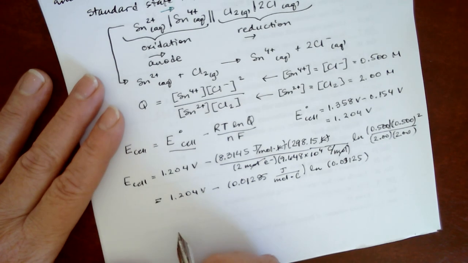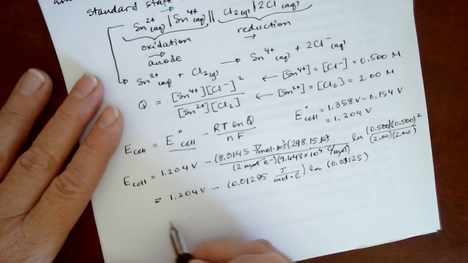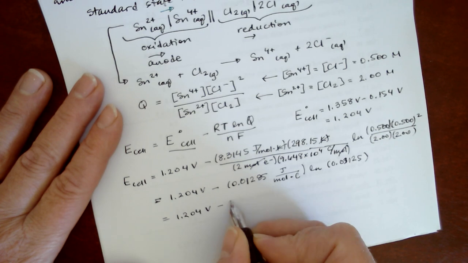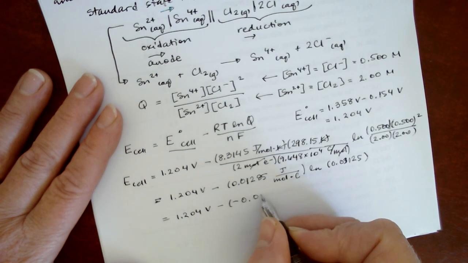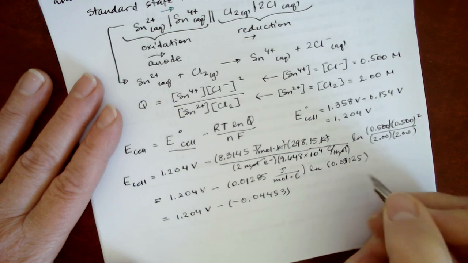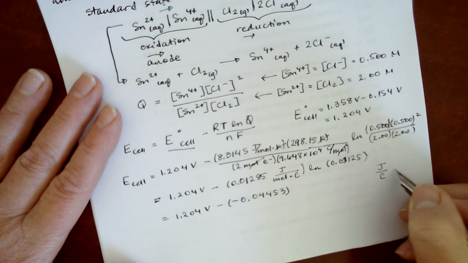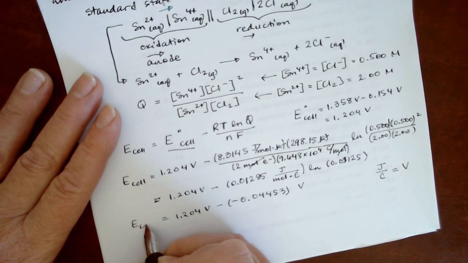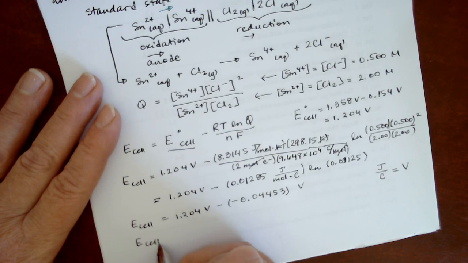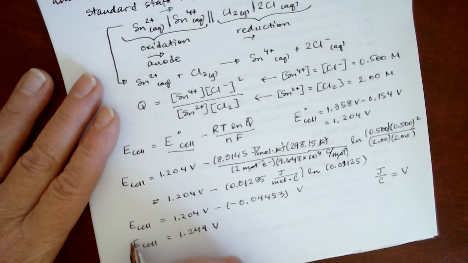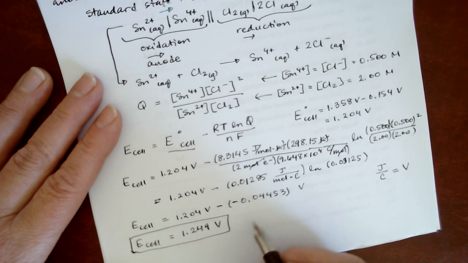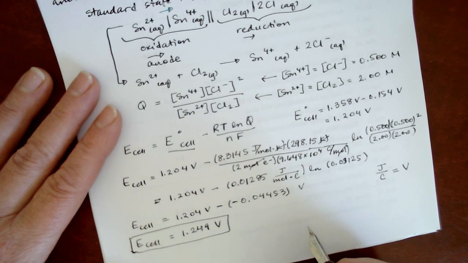So this number times this number turns into 1.204 volts minus a negative 0.04453. And then just a reminder that joules over coulomb is equal to volts. And so these will both end up being volts, so that our non-standard cell potential will be 1.249 volts. So this isn't a lot different. As we saw in class, these numbers do not change a whole lot when we change the composition, but it will change a little bit.